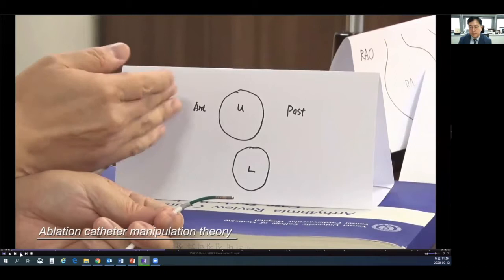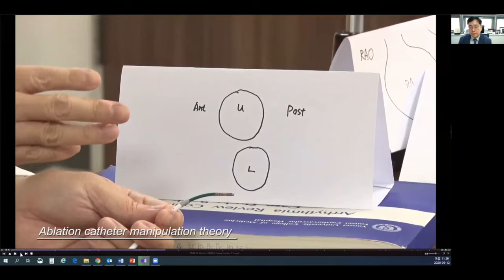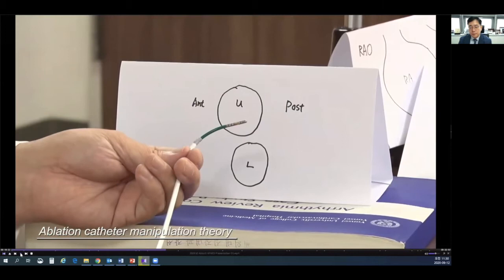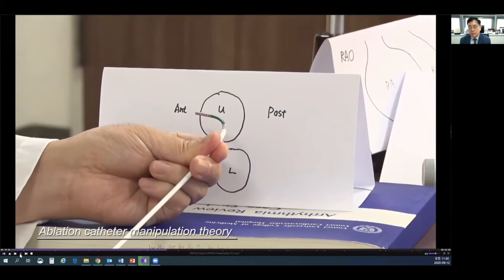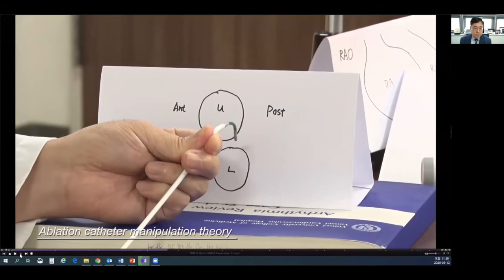So you can imagine you are watching the right side pulmonary vein from inside of the heart, inside of the left atrium. So it is the opposite direction. For the right side pulmonary vein, if you make a clockwise torque, you make good contact to the anterior wall; counterclockwise torque makes contact to the posterior wall.